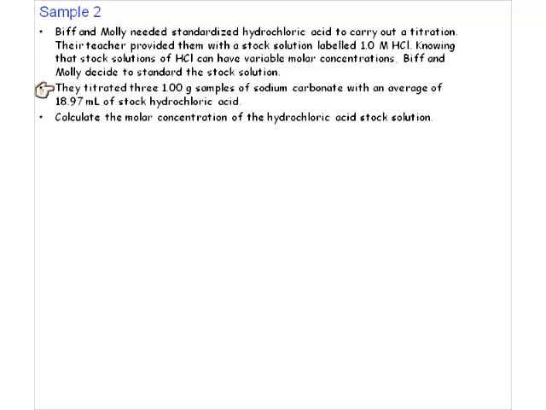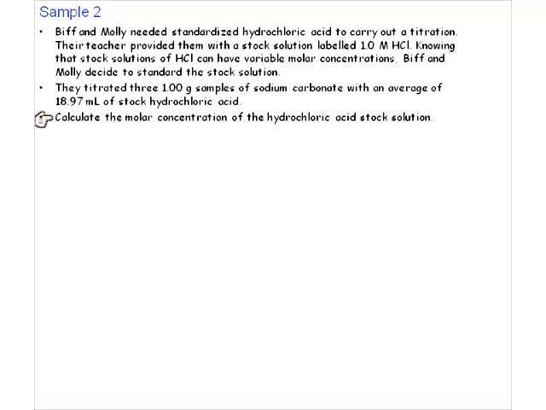So what they did was they said, okay, let's go get a standard sodium carbonate sample. They're going to take 1 gram sample of sodium carbonate. And when they did their titrations, they did it 3 or 4 times. Each time they used a new 1 gram sample. And when they did it, they got an average of 18.97 milliliters of stock hydrochloric acid solution. We want to calculate the molar concentration of the hydrochloric acid.